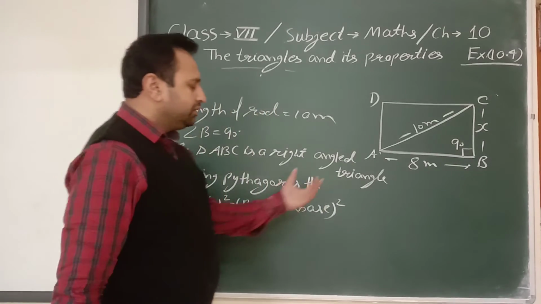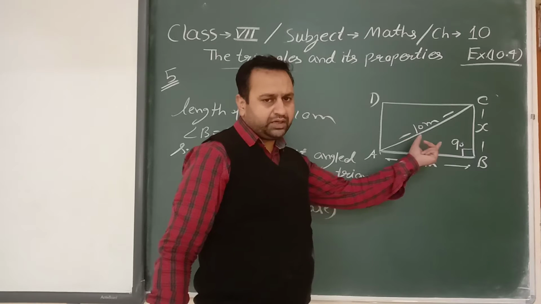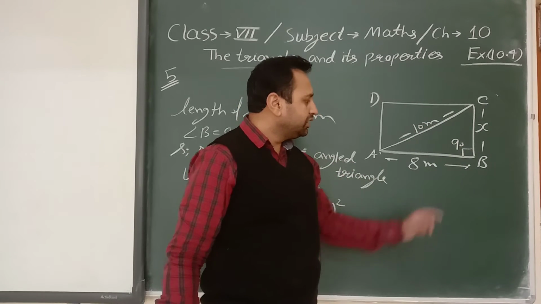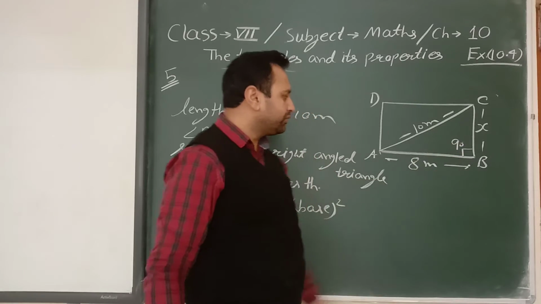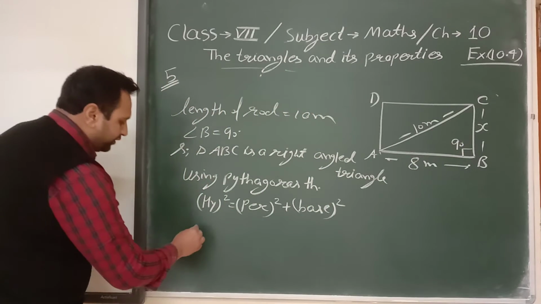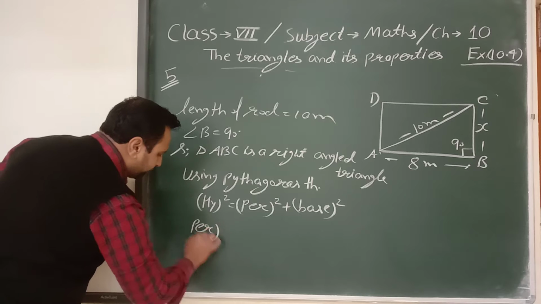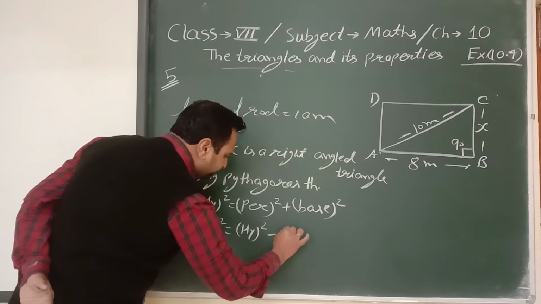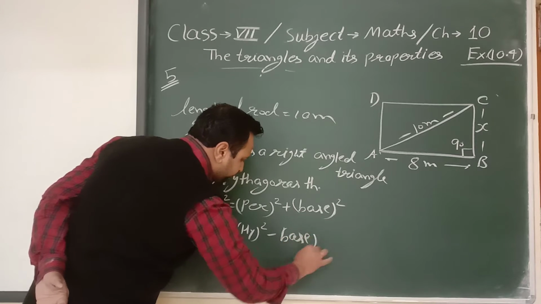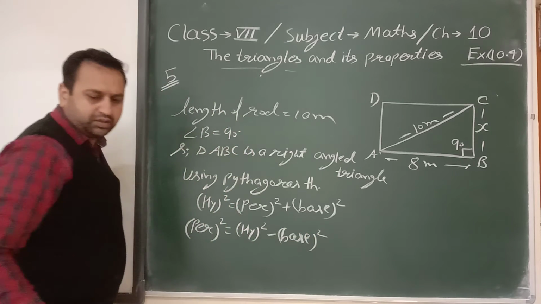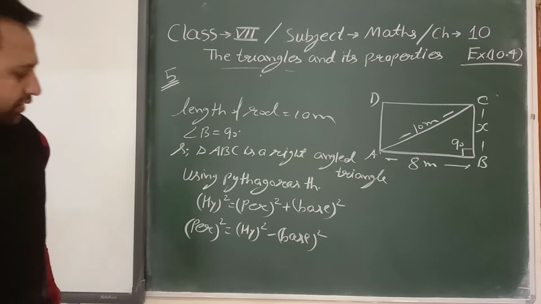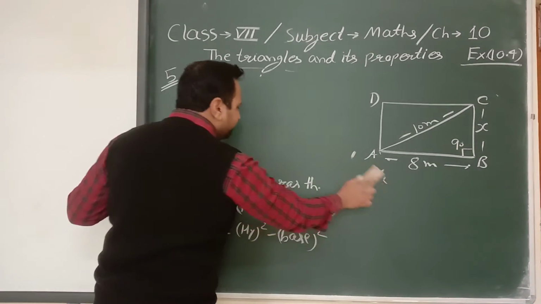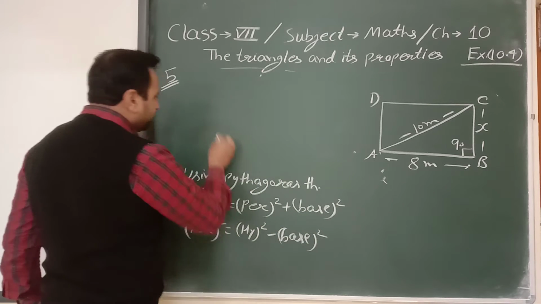But in this question, hypotenuse is given. We know that hypotenuse side of a right triangle which is opposite to 90 degree, and base also given. We have to calculate perpendicular. So we convert the formula to perpendicular. So perpendicular square is equal to hypotenuse square minus base square. Now put the value of hypotenuse and base and we calculate perpendicular, which represents breadth of the rectangle.